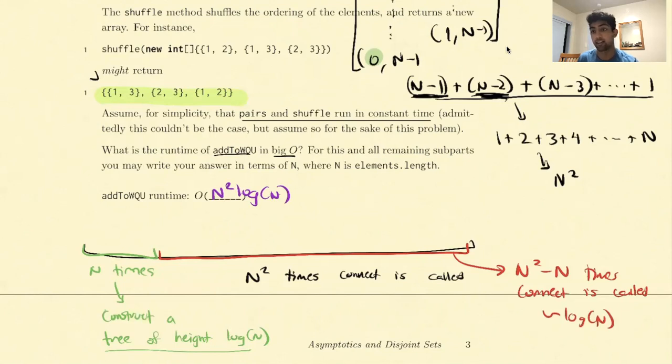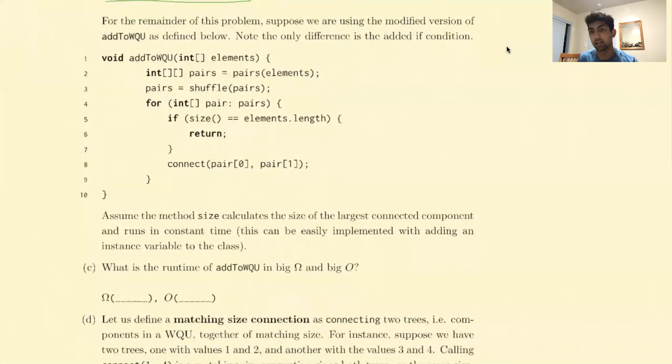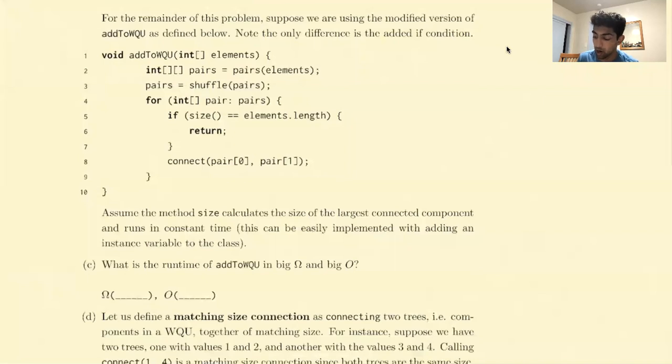Let's move on to the next example. And if you guys have any questions, feel free to post on that because I know this problem is pretty tricky. So for the remainder of this problem, let's suppose that we have a modified version of add to WQU as defined below.